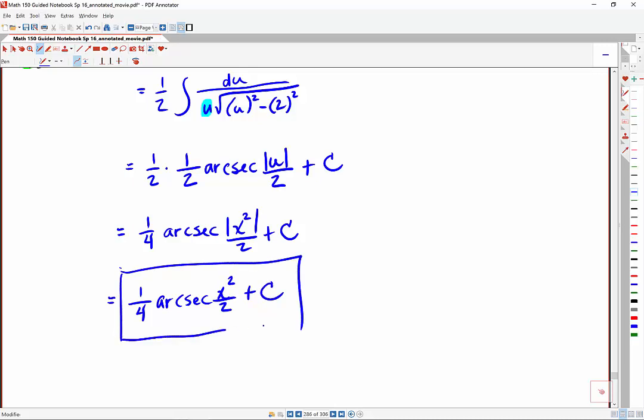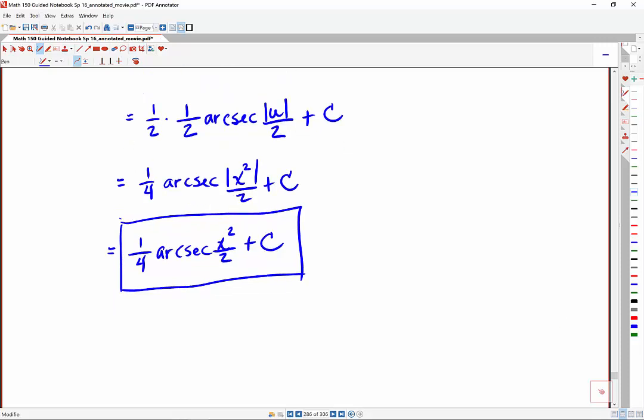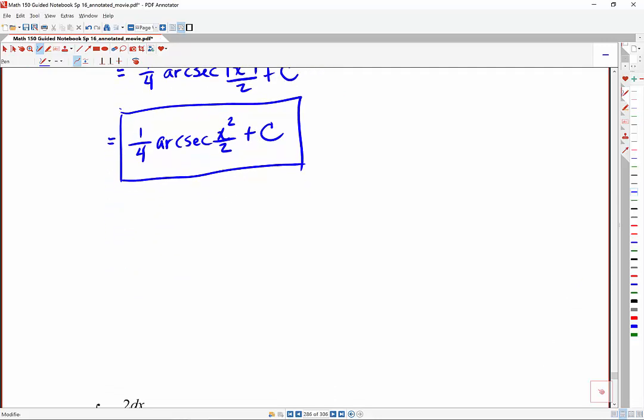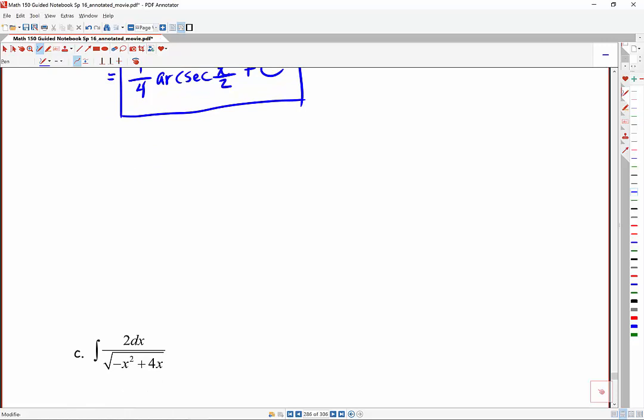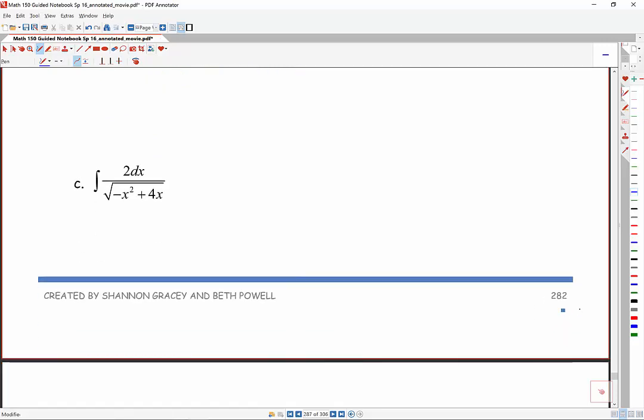So that was something that looked like it could be in the form of an inverse trig result, but we also had to do a u substitution, right? So we had a little bit of trickiness there. All right, so what would you strategize for this guy?